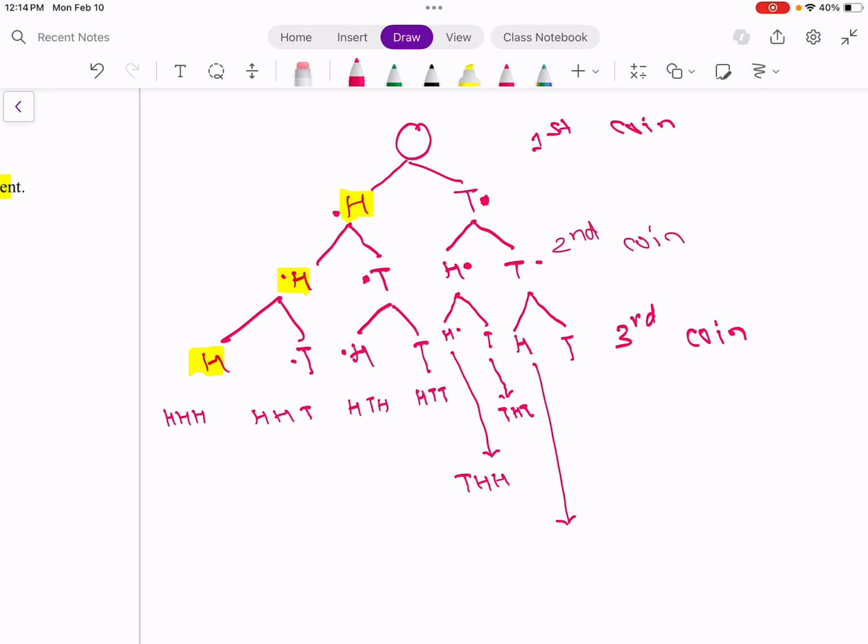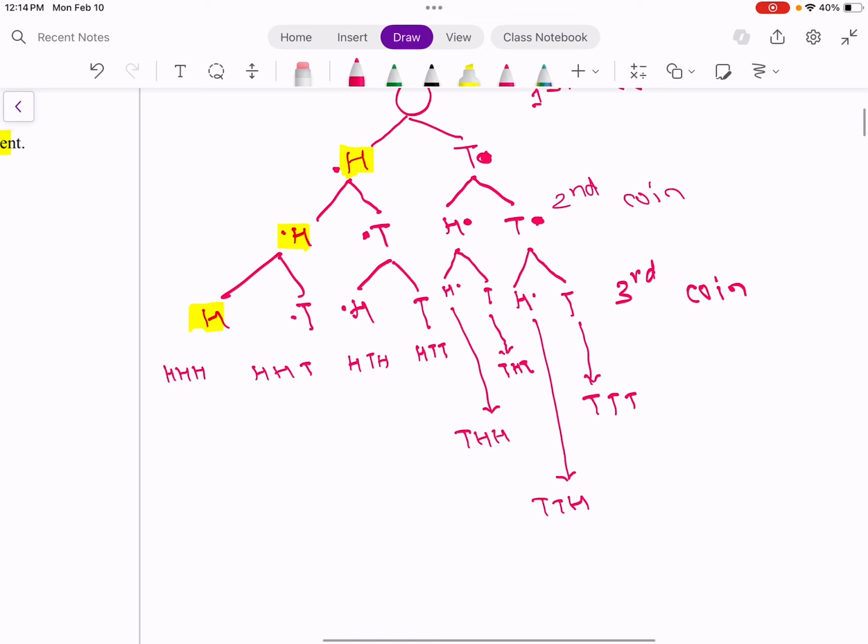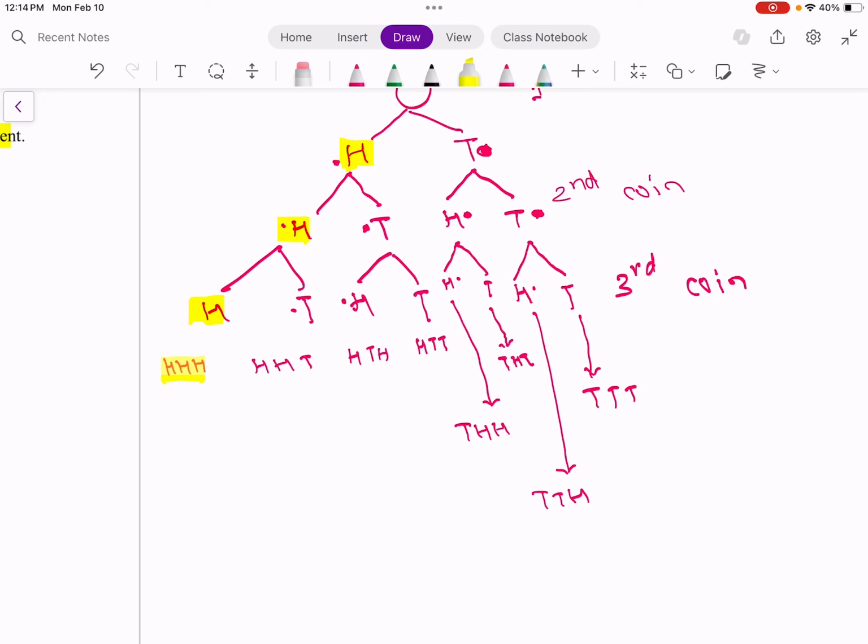Or we might get tail in the first, tail in the second coin, and head in the third coin. So that is tail, tail, head. We might get tail first coin, tail second coin, tail third coin. So tail, tail, tail. So these are 1, 2, 3, 4, 5, 6, 7, 8.